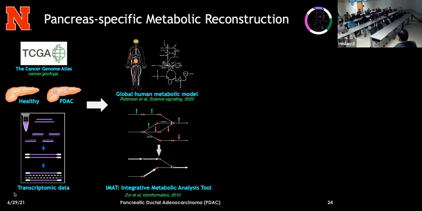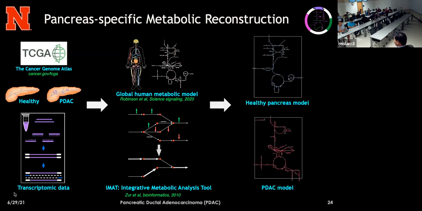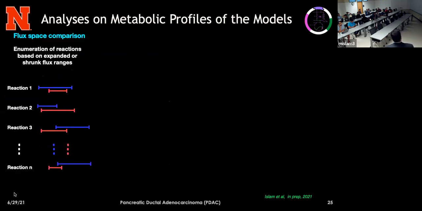We used a tool called Integrative Metabolic Analysis Tool, or IMAT, which basically tries to customize or tailor a model based on upregulation or downregulation of gene expression data, and also a given objective function. So we developed two models, one for the healthy pancreas and one for the PDAC cell, and compared those two models. The comparison was in terms of the maximum and minimum possible flux space for each and every reaction in the healthy model and the cancerous model.